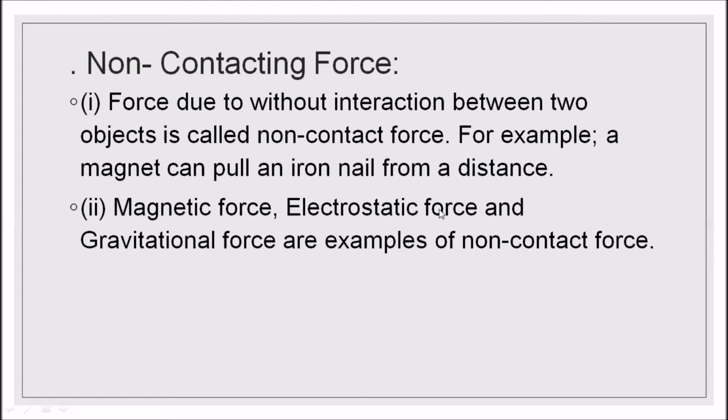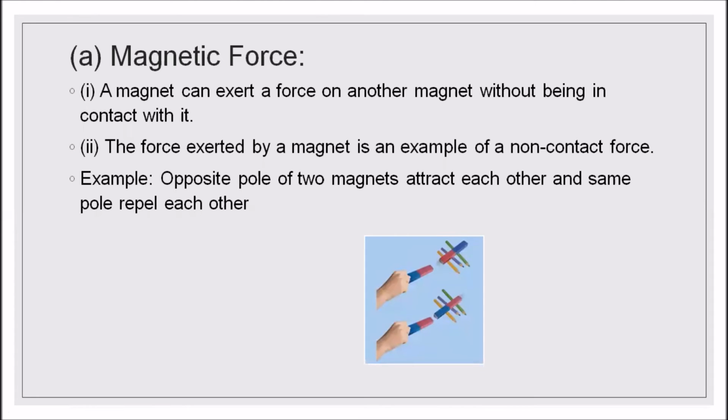Similarly, electrostatic force and gravitational force are some examples of non-contact force. So magnetic force is one example, electrostatic force is another example, and gravitational force is the third example. These are non-contact forces. The two objects do not need to be in contact with each other. For example, magnetic force: a magnet can exert a force on another magnet without being in contact with it. The force exerted by a magnet is an example of non-contact force.